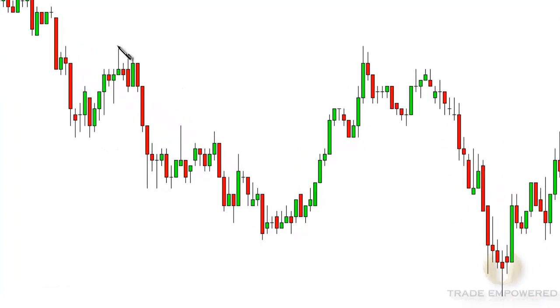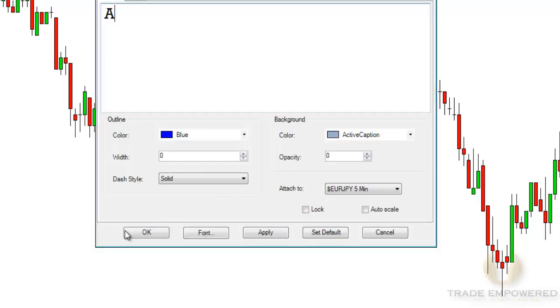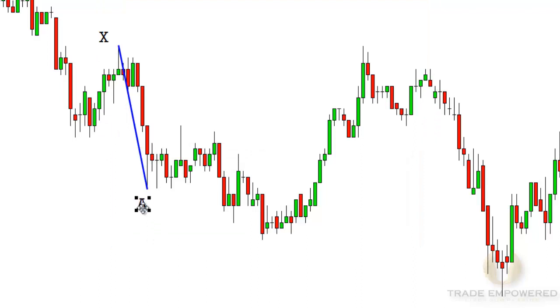Okay, I have my initial impulse leg, X to A. I then want to bring in my Fibonacci retracement tool from my swing high to my swing low, so my X leg to my A leg. You can see we barely hit it, but we just spike up to the 382 retracement, giving me a valid B leg.